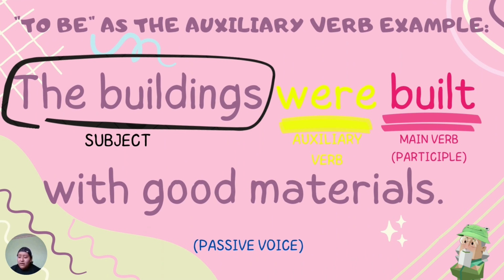The buildings were built with good materials. This sentence is in past simple. The main verb is built in participle and the auxiliary verb is were.